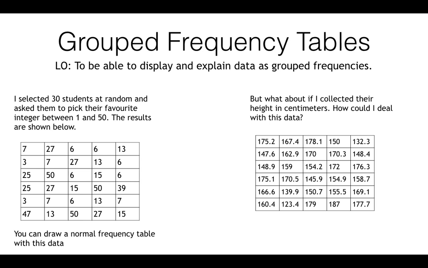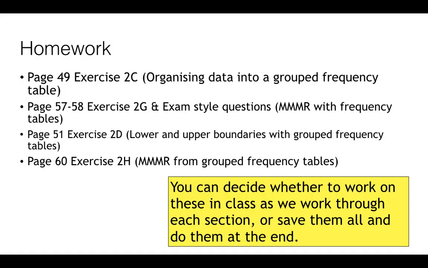So let's take the example of height in centimetres. Say I go out and collect height in centimetres, and these are the values that I get here. Now, there aren't, as far as I can see, any repeated values in this. So I'd have to have all of those as individual lines in my frequency table. Or I can put these into a grouped frequency table. And that's going to make my life a lot easier. But you need to be careful when you're doing it. So we're going to look at a method for doing this.